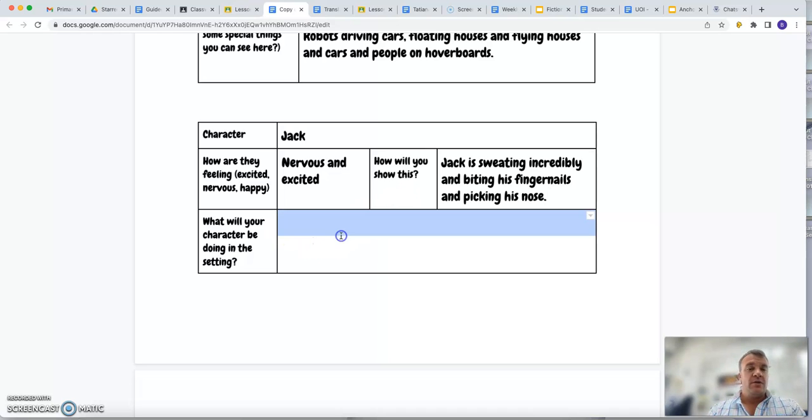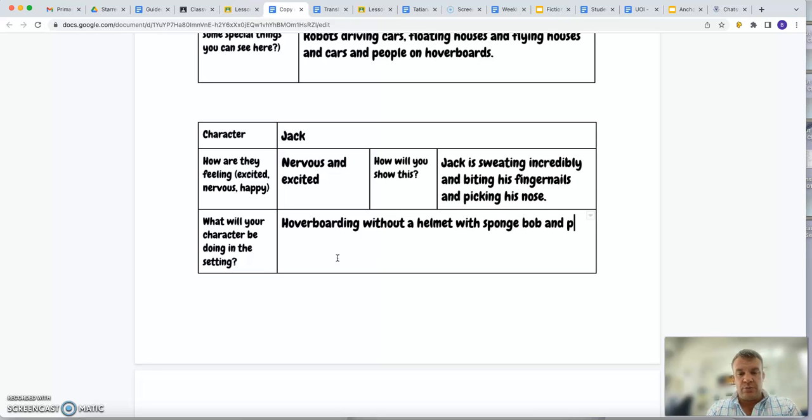Okay, so what's our character doing? All right, any idea what's Jack doing in the setting right now? What do you think? Jessica, what do you think? He's walking. Oh, he's hovering. Okay, he's hoverboarding. Hoverboarding without a helmet. With SpongeBob and Patrick on their bicycles.